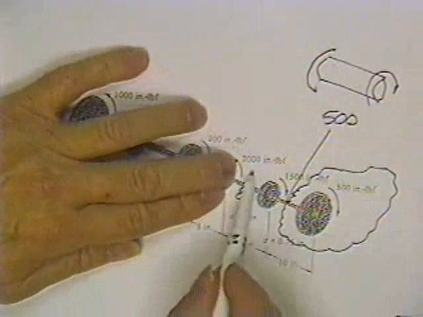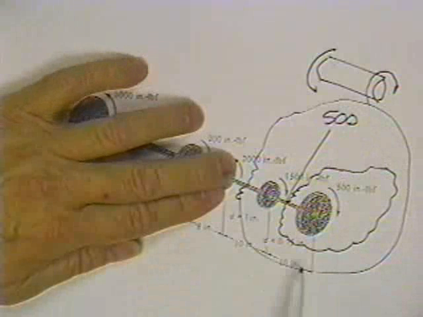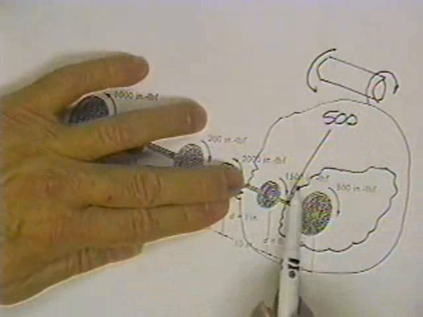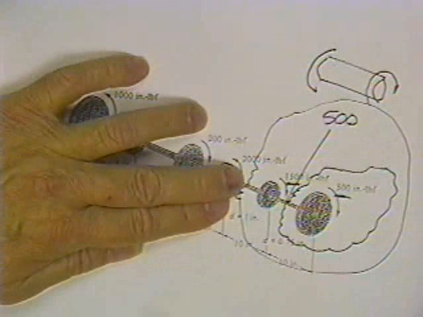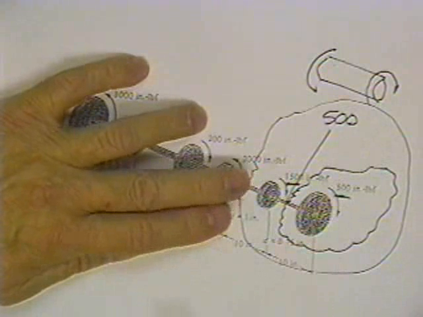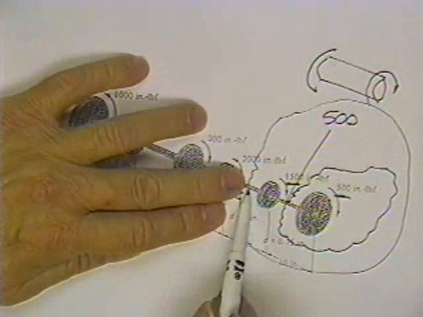To find out how much torque is in this section, I do exactly the same thing. I simply cut it out. Now I see that 1500 plus 500 are both getting together, causing me grief right here. The torque in here is 2,000 inch-pounds of torque.